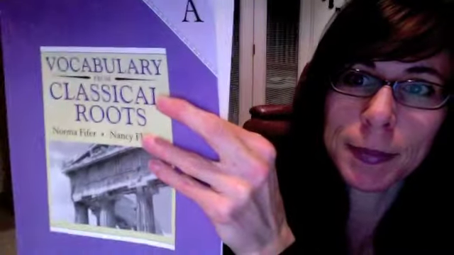This is vocabulary, and we are on Unit 4. This is Lesson 2, so you'll also see it as 7B. In your Vocabulary from Classic Roots workbook, you are on pages 38 to 42. So here's your book, and 38 to 42.